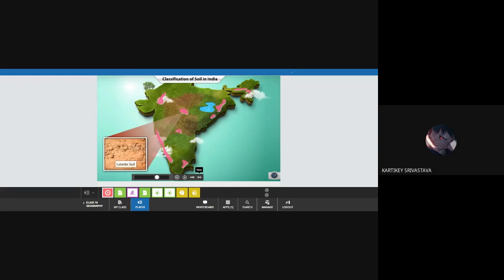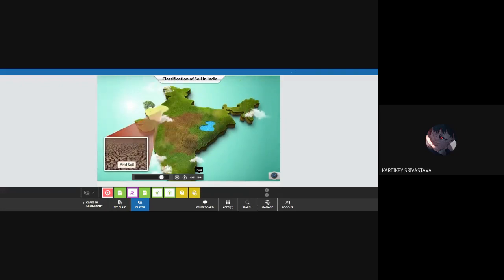The laterite soil develops in areas with high temperature and heavy rainfall. It is very useful for growing tea and coffee. These soils are mainly found in Karnataka, Kerala, Tamil Nadu, Madhya Pradesh and the hilly areas of Odisha and Assam.